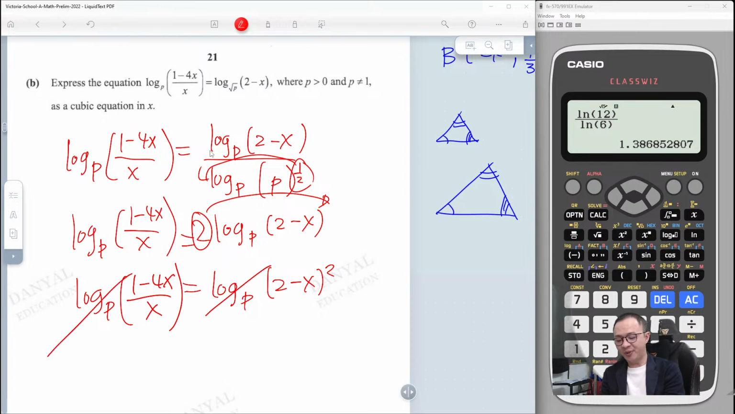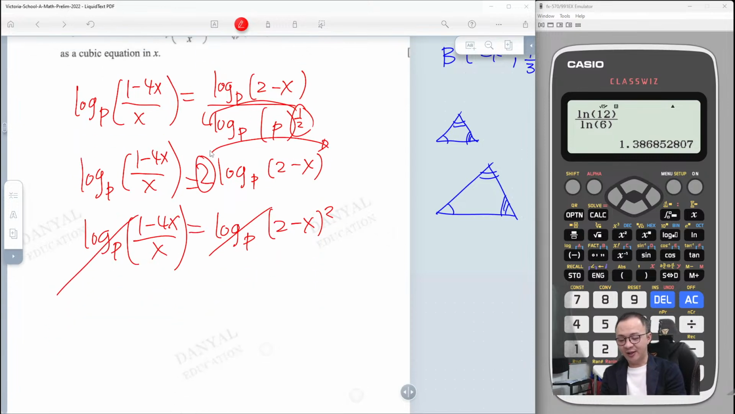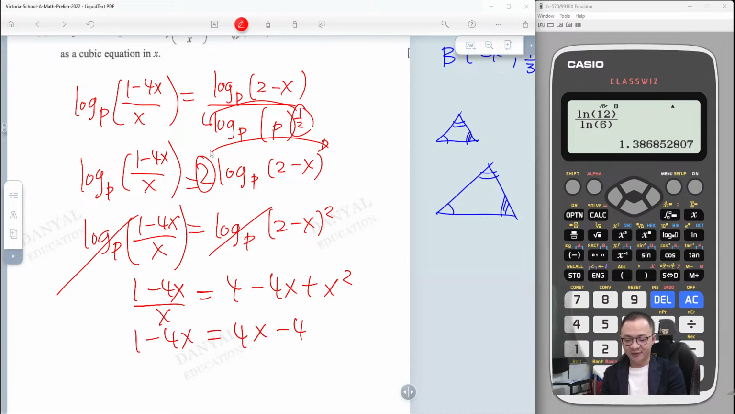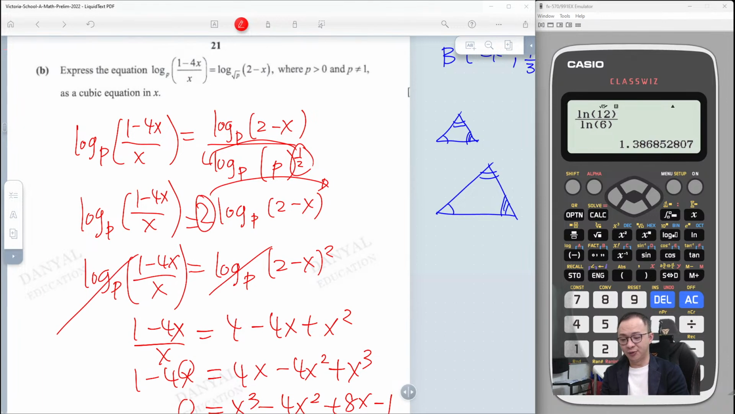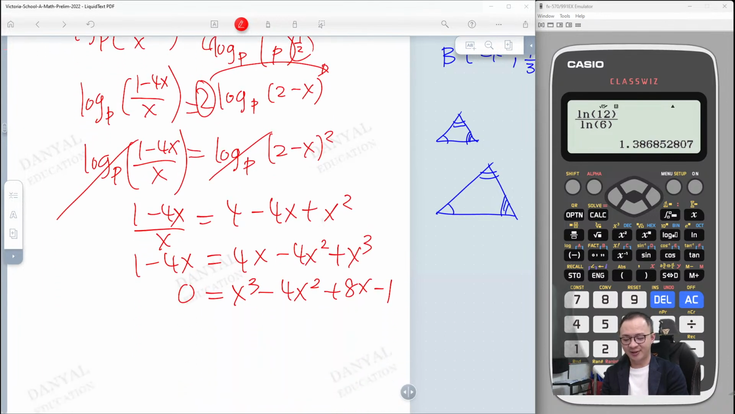So log p and log p, I will cancel it out. And then I have 1 minus 4x over x equals 4 minus 4x plus x squared. Then this x multiply the other side. I got 4x minus 4x squared plus x power of 3. So x power of 3 minus 4x squared plus 8x minus 1 equals 0. They asked us to express, right? Then done. So this one should be my final answer, cubic equation.